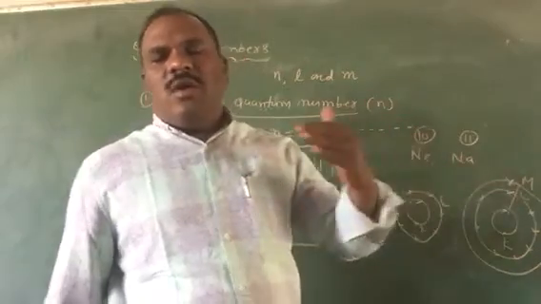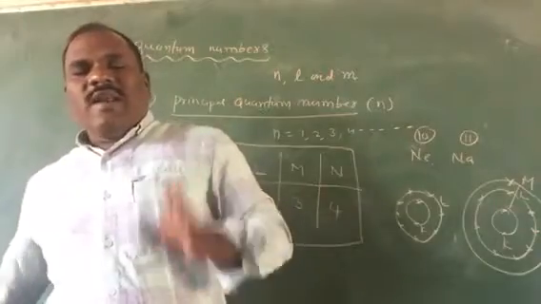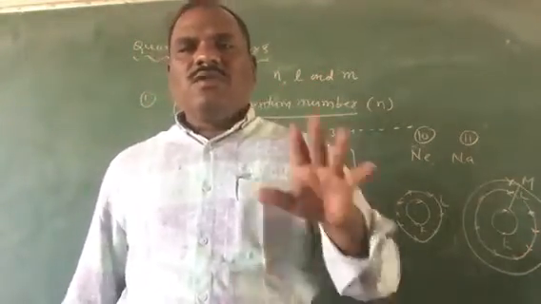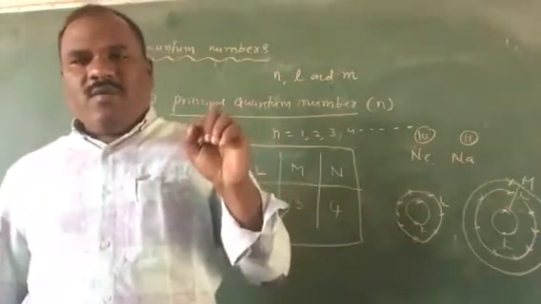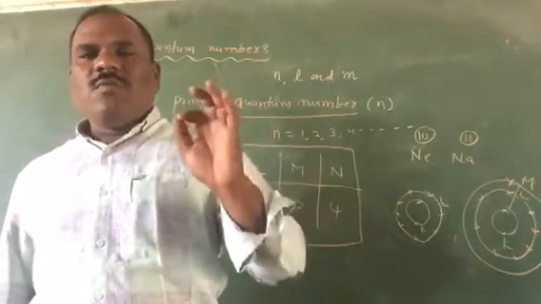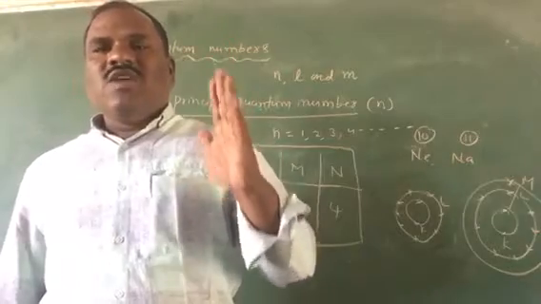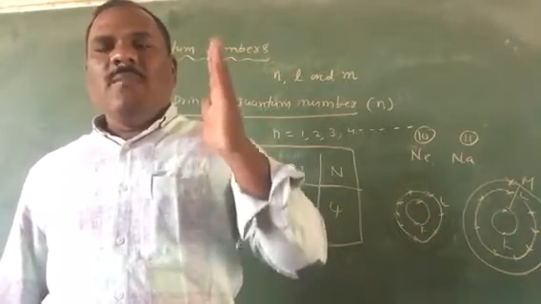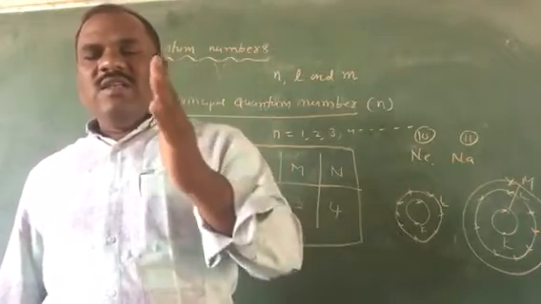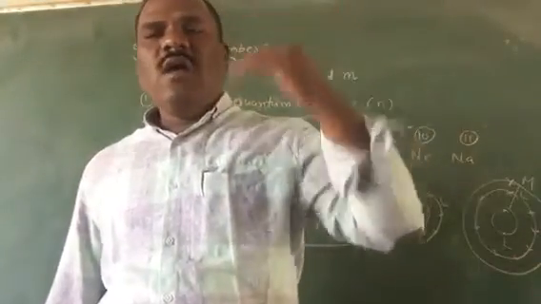So this is about the principal quantum number, which is related to the size and energy of the main shell. Children, understood? The principal quantum number was proposed by Niels Bohr, and it gives information about the size and energy of the main shell. As the n value increases, the shell becomes larger and the electrons in those shells are farther from the nucleus.